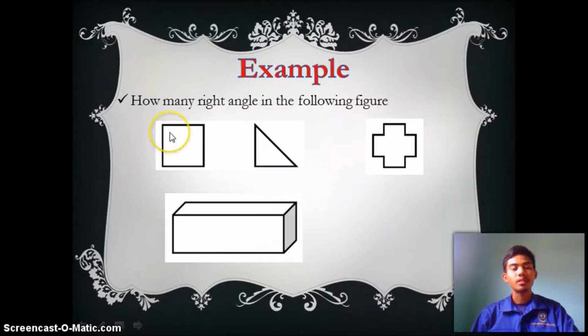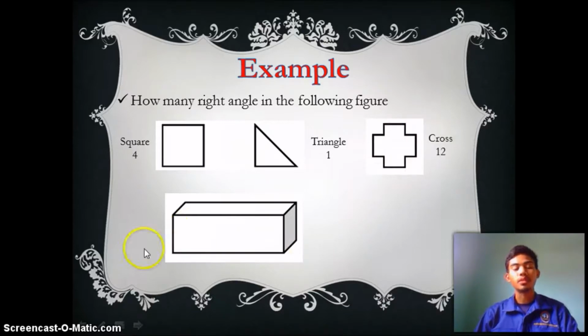I will proceed to an example of how many right angles are in the following figures. For the first figure, we have a square, and the square has 1 right angle, 2 right angles, 3 right angles, and 4. So for a square, we have 4 right angles. Next, we proceed to a triangle. For this triangle, we have only 1 right angle here because this is not a right angle and this is also not a right angle. So the triangle has only 1 right angle. And in this figure, we have 1, 2, 3, 4, 5, 6, 7, 8, 9, 10, 11, 12. For a cross figure, we have 12 right angles.